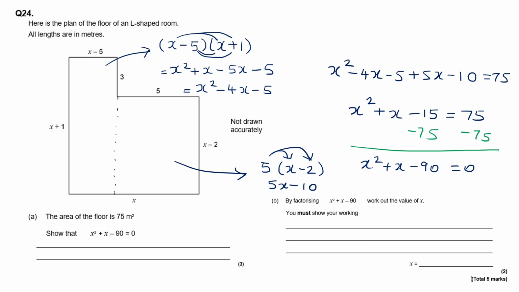By factorizing, work out the value of x. So by factorizing, it has to be double brackets. 9 and 10 gives you 90, and plus 10 minus 9 will give you the positive 1 in front of the x. So x is going to be either positive 9, or we've got another option, negative 10. X is one of our lengths, so we cannot have a negative length. Therefore, the answer is going to be 9.